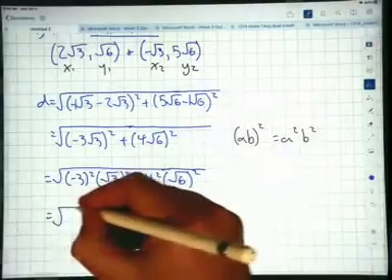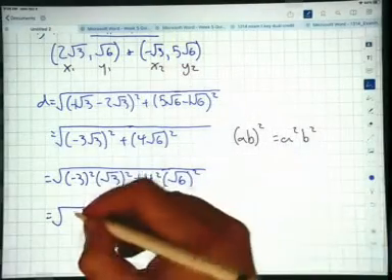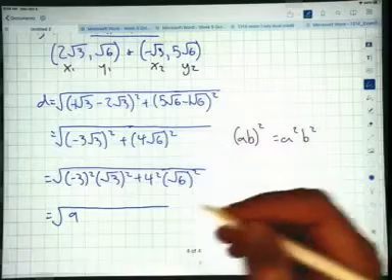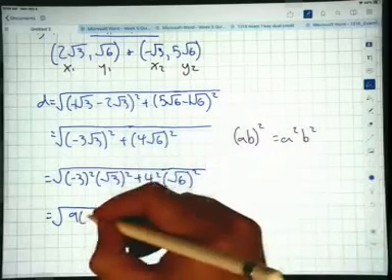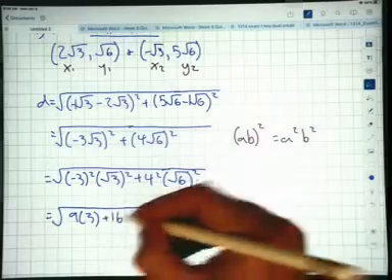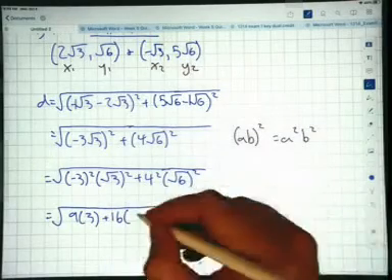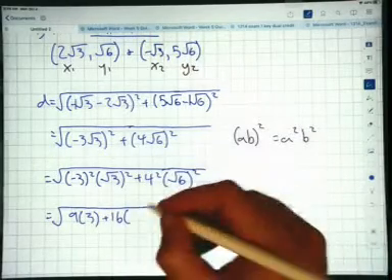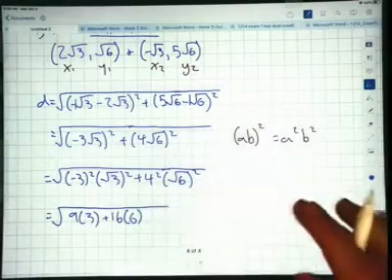Then we can start evaluating. Negative 3 squared is going to be 9. Root 3 squared is going to be 3. 4 squared is going to be 16. Root 6 squared is going to be 6.